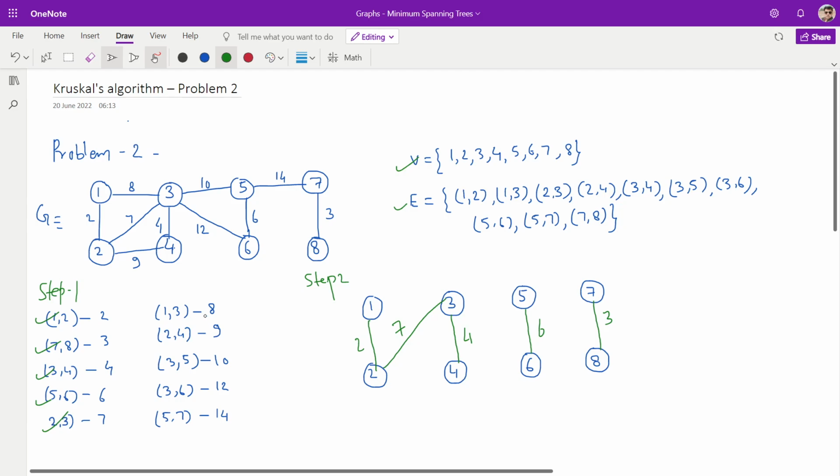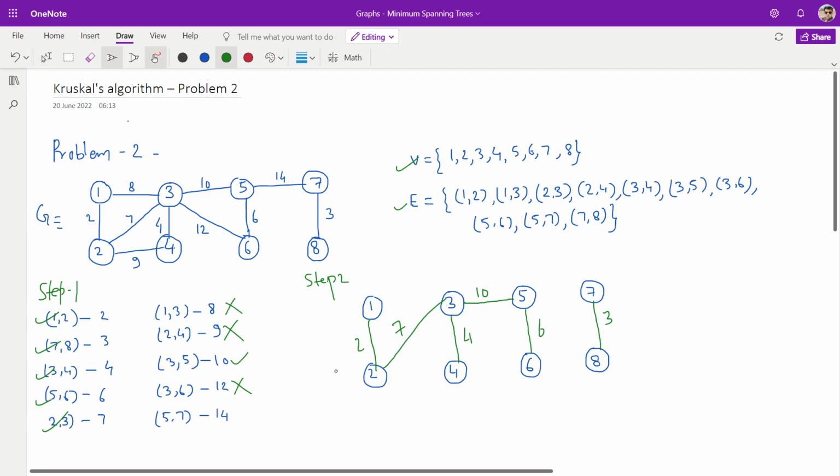What about 1 comma 3? Well, 1 comma 3 cannot be there in this particular graph because the moment I add it, it would lead to a cycle. So this edge is neglected. What about 2 comma 4? Again, addition of 2 comma 4 will lead to the cycle 2, 3, 4. So this particular edge is neglected. What about 3 comma 5? Yes, 3 comma 5 can be put in the graph because it is not leading to a cycle. What about 3 comma 6? We cannot have this in this subgraph because the moment I add 3 comma 6 it would lead to a cycle 3, 5, 6, right? So this particular edge is removed. It will not be a part of this subgraph.